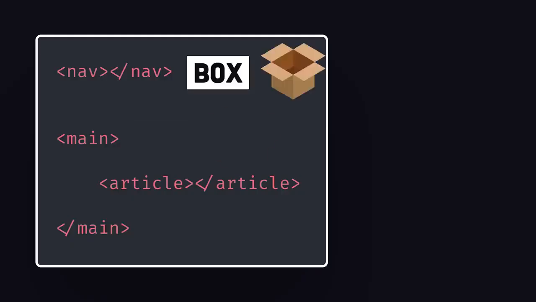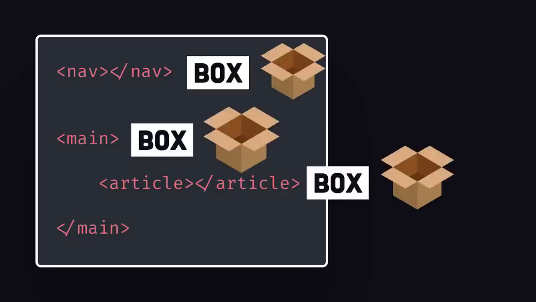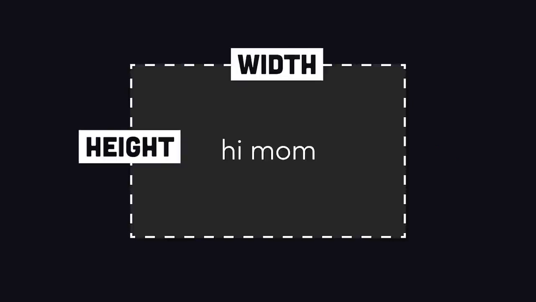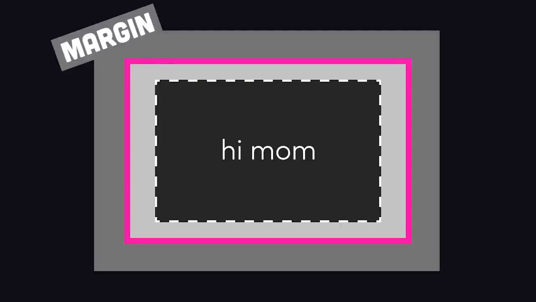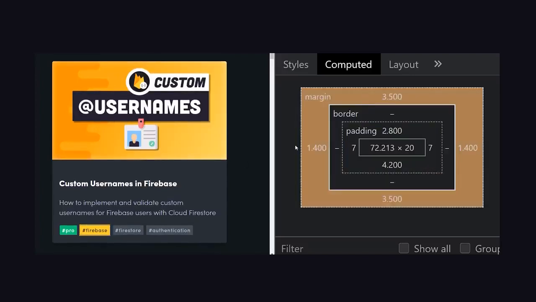Think of every HTML element as a box. Inside that box, you have the content, which can have a width and height. You can add padding around that box to squeeze the content, then you can add a border around the outside, then additional invisible space around the border called a margin. Everything in CSS related to layout and position is influenced by the box model.